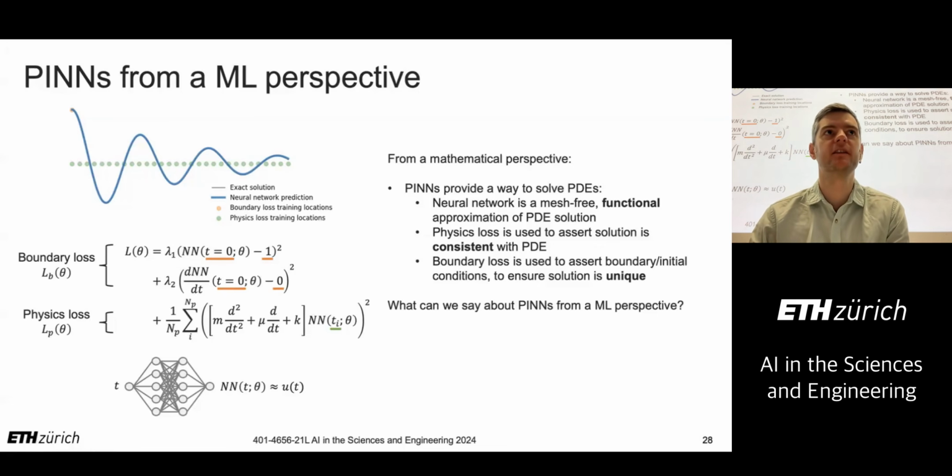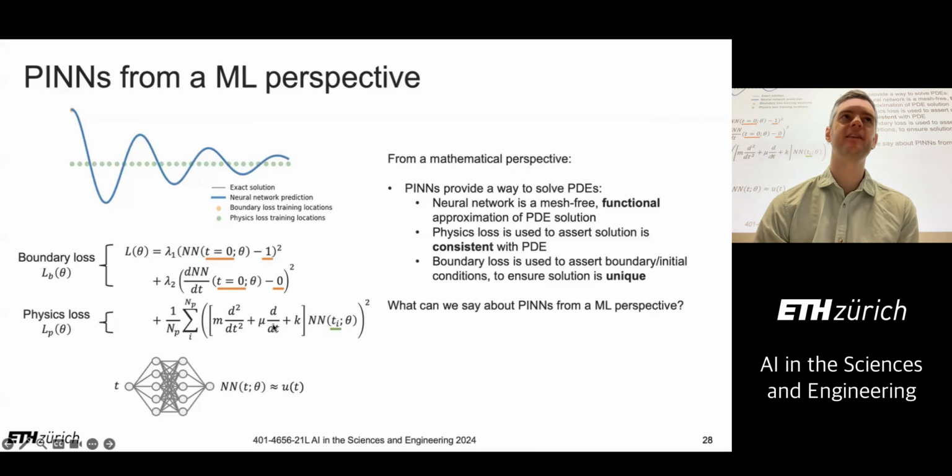You said it's more like a regularization term, which is exactly right. So the physics loss here doesn't need any labels. If we're thinking about this from a supervised learning versus unsupervised learning framework, the boundary loss has these labels, what we want the solution to be. For the physics loss, all we give it are these time points, these inputs to the network. And it evaluates this loss function based on just those inputs of the network.